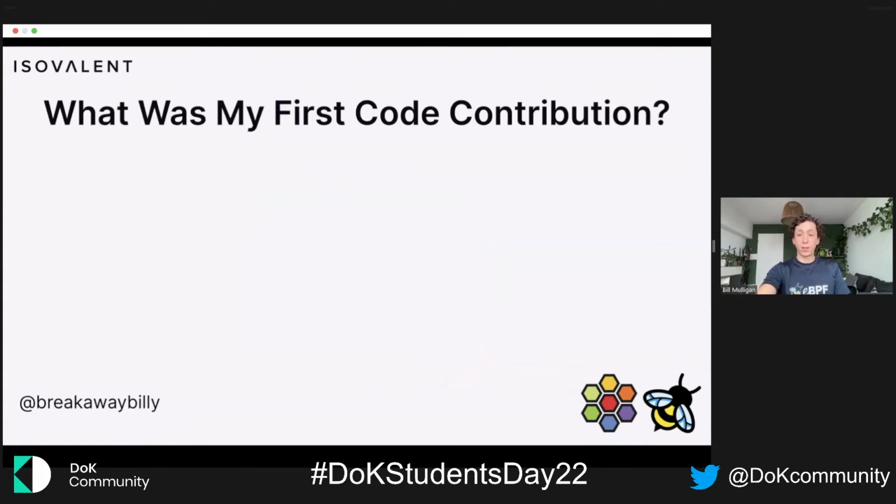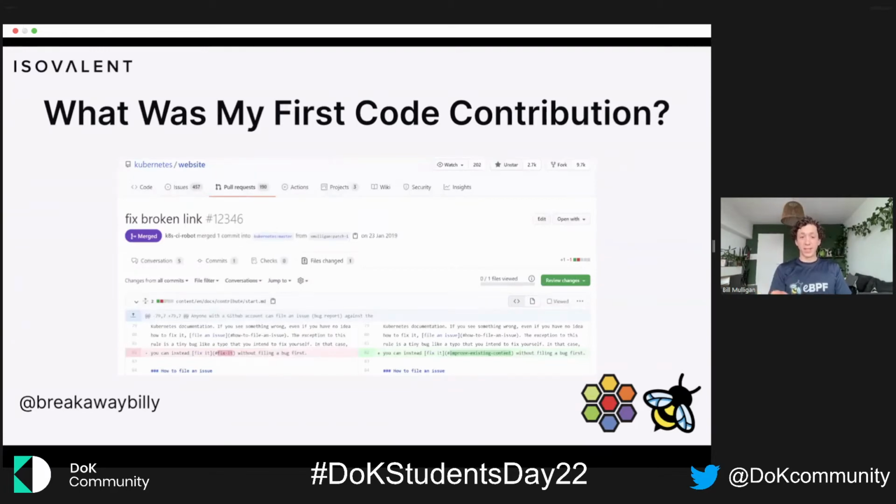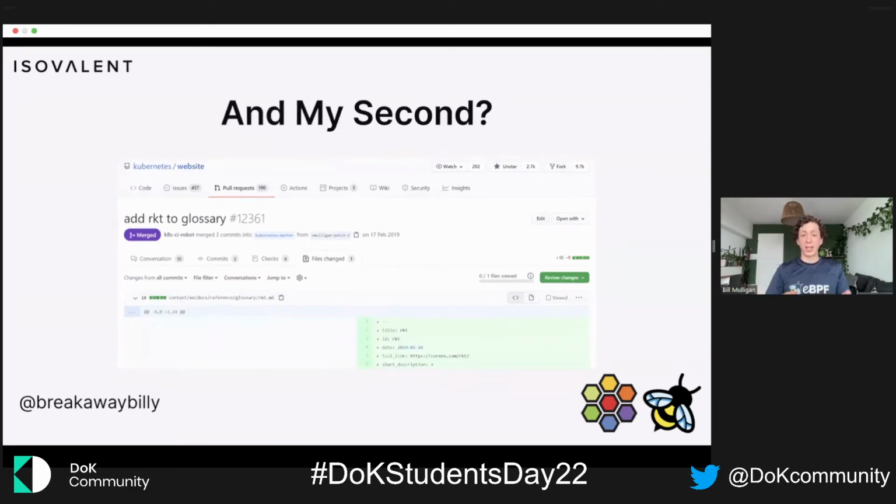But then maybe you're asking, what was my first code contribution? It was this, actually. Here's the screenshot. It was fixing a broken link. I was reading through the Kubernetes documentation, and there was a link that was broken. I knew how to fix it. And so that was my first actual code contribution. My second one was adding an entry into a dictionary or a glossary in Kubernetes. So, really simple, not that big: fixing a broken link, adding a couple lines in the glossary.